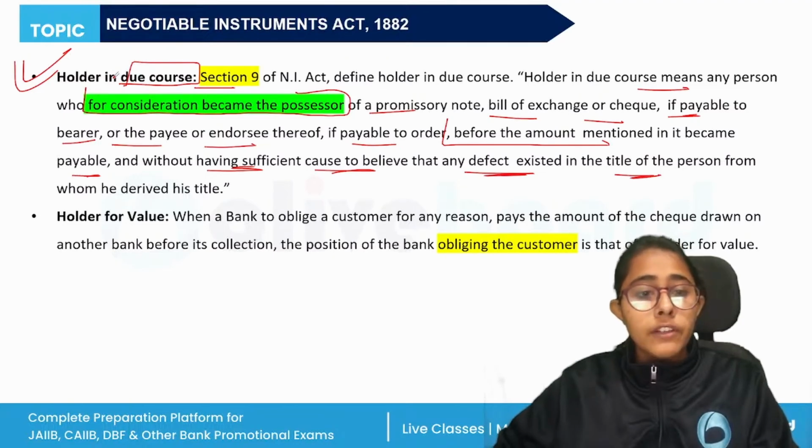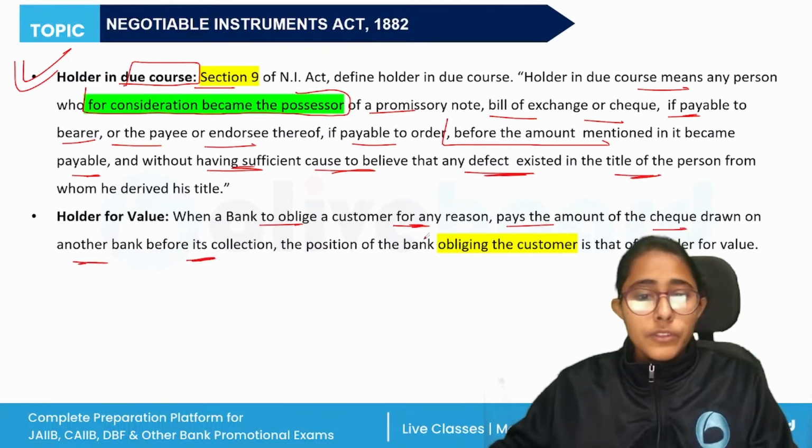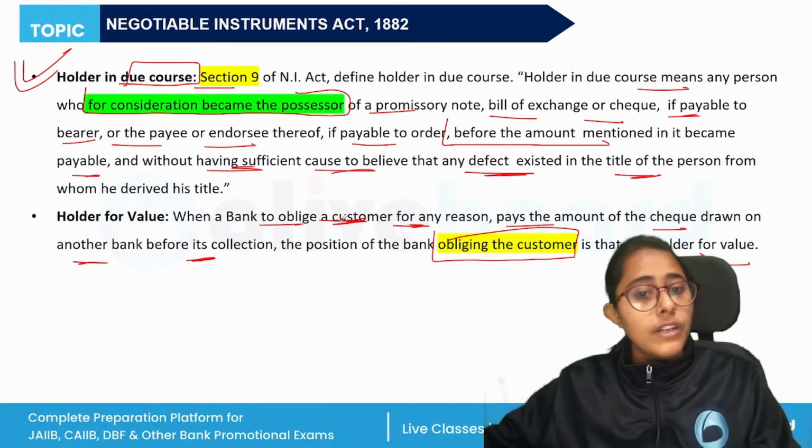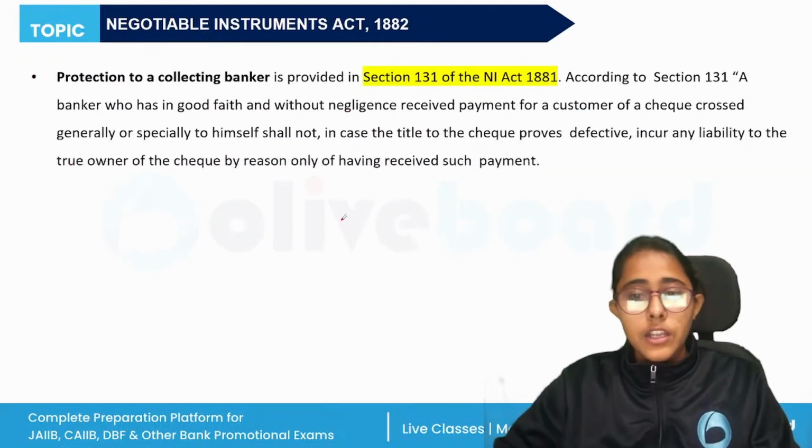Then we have the holder for value. So when a bank, to oblige a customer for any reason, pays the amount of the check drawn on another bank before its collection, then the bank that is paying the customer is the holder for value. So the bank who is obliging the customer, paying the amount of the check that is drawn on another bank before its collection, they will become the holder for value.